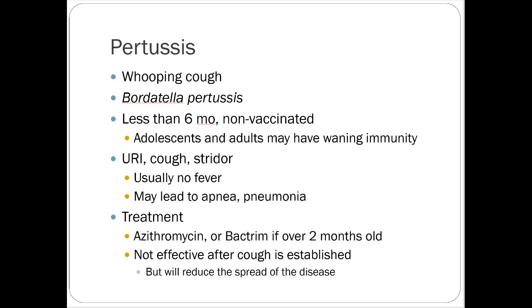And it's because if you're getting continual booster shots of tetanus and diphtheria, you aren't getting the pertussis component, and that immunity can wane over 20, 30 years after not having it. So you get upper respiratory tract symptoms, cough, stridor, usually no fever. You might get some apnea and it could possibly lead to comorbid pneumonia, but that's rare. Treatment is azithromycin or Bactrim if you're over 2 months. It's not really effective after the cough is established, so this is something to tell the parents.